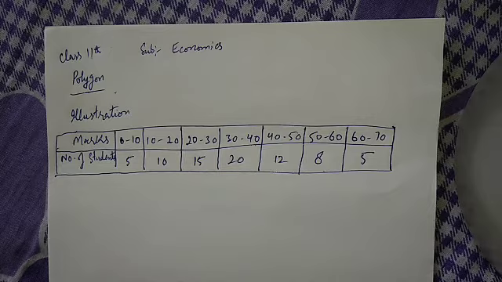Polygon is another form of diagrammatic presentation of data. It's formed by joining midpoints of the tops of all rectangles in a histogram. However, a polygon can be drawn even without constructing a histogram. For this, mid values of the classes of a frequency distribution are marked on the x-axis of the graph. The corresponding frequencies are marked on the y-axis.